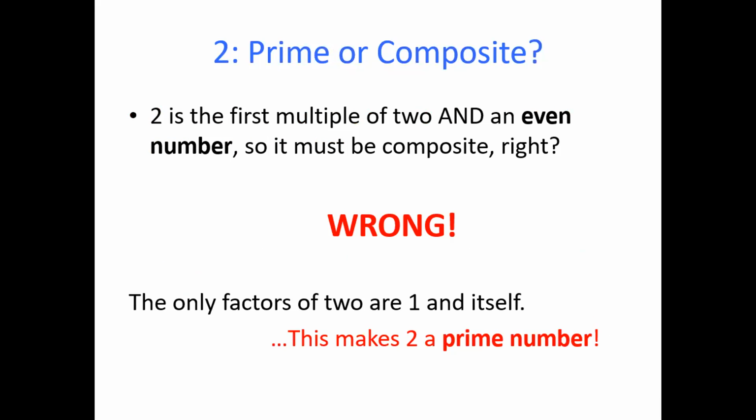So what about the number 2? 2 is the first multiple of 2, because we know multiples are the skip counting or the multiplying of one number by another number. And it's an even number. So is it composite? No. 2 is the only even number that is prime. The only factors of 2 are 1 and 2. So that makes 2 prime.